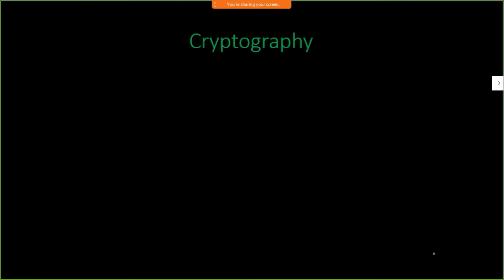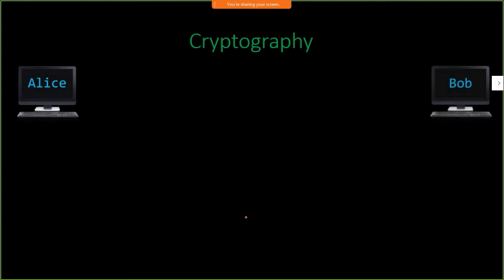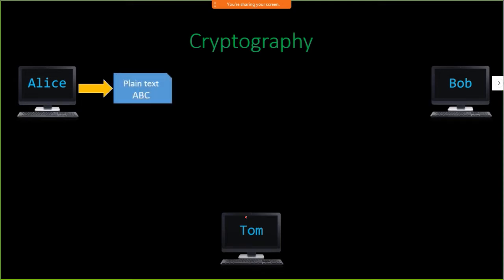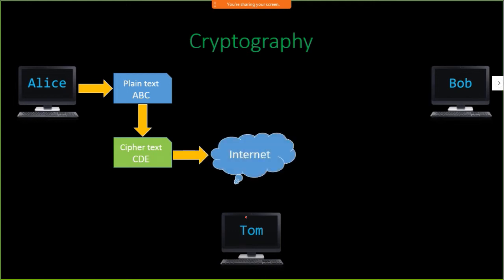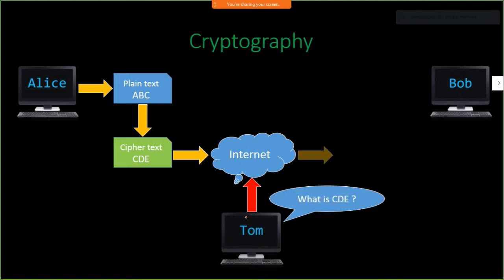So here we will discuss some cryptography. Here it is Alice, Bob and Tom. There are three users. Alice sends a plain text, ABC. After that, the message is converted using an encryption protocol, which is the ciphertext encryption. After the ciphertext encryption, ABC is replaced by CDE and goes through the internet, and Tom intercepts the data. But Tom doesn't know what CDE is, because Alice actually wrote ABC, but Tom received CDE.